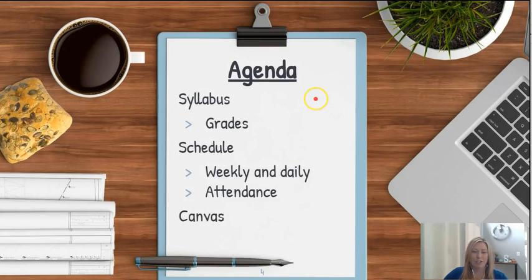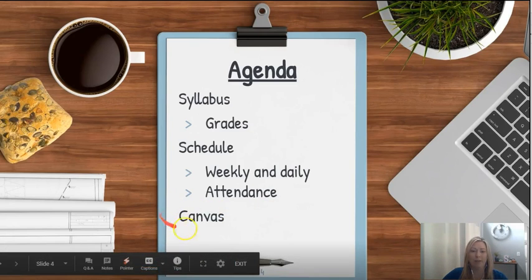All right, that's a little bit about me, and it's now time to get into the important stuff like grades and what we're going to be learning this year. Here's our agenda for the items that we're going to cover during this presentation. I'm going to go over the syllabus, which is located on my Canvas page, and a major part of the syllabus is talking about grades. I also want to talk about our schedule, so looking at the difference between our weekly schedule as well as our daily schedule, and then going over the importance of attendance and how to make sure you get credit for attending class. And then I'm going to show you a little tour of our Canvas page.